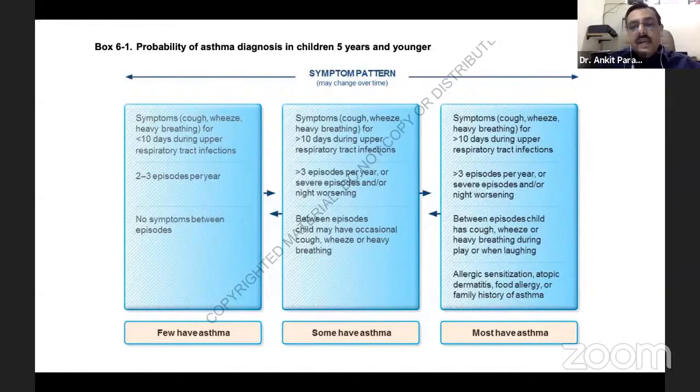And if you go on to the extreme right, what is added on here is allergen sensitization, presence of atopic dermatitis in the child, presence of food allergies, or family history of asthma. Which means that if there's an underlying allergic background to this child, or this child already has some form of allergy which is already manifested, then the chances of this being asthma are significantly higher. So this is a probability based algorithm which has been given by GINA 2020 for under 5 children. Again, it is based on probability as we are looking at this.